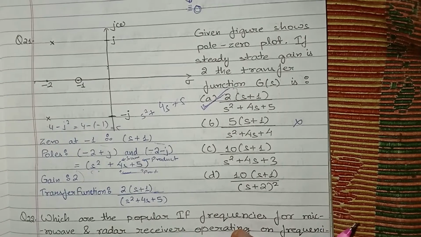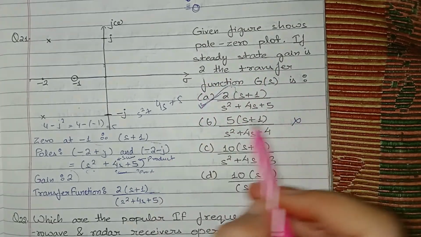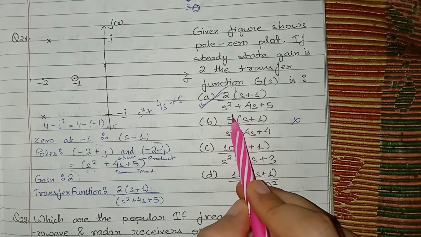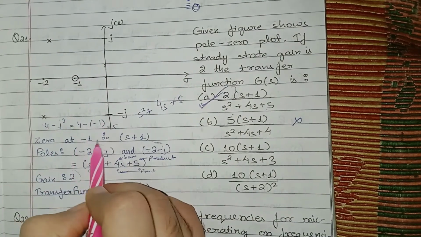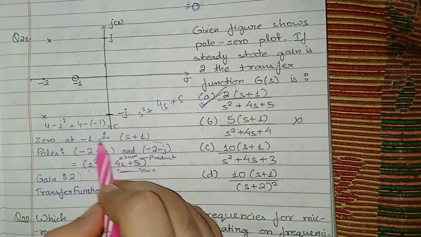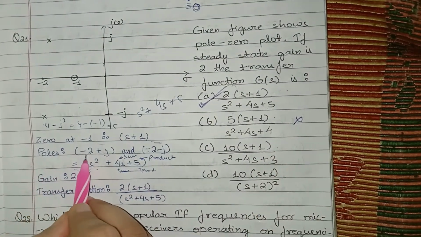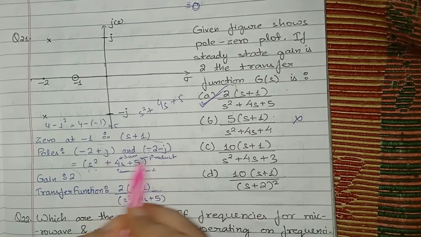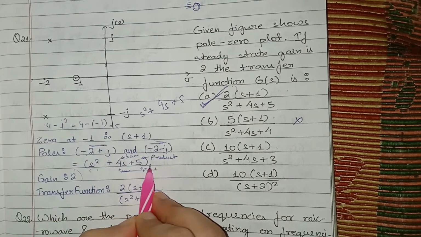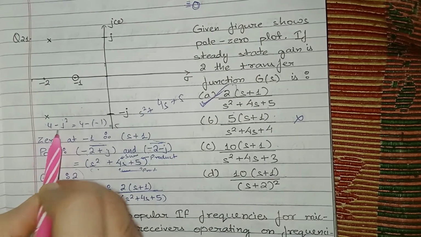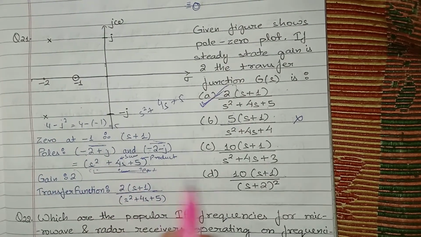Coming to the next question. In this one, first thing that is given is steady state gain is 2. So this does not have a multiple of 2 in its numerator, therefore it will get cancelled. Zero is at minus 1, therefore s is equal to minus 1, or s plus 1 will be a factor. So all of them have s plus 1. The poles are at minus 2 plus j and minus 2 minus j. So the equation would be s square plus sum of the poles plus product of the poles. The product has been calculated like 4 minus j square, that is 4 minus minus 1, which is equal to 5. So the equation has become s square plus 4s plus 5. So this option would be correct.